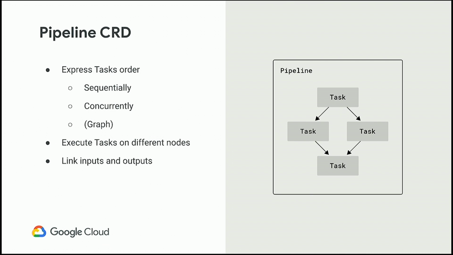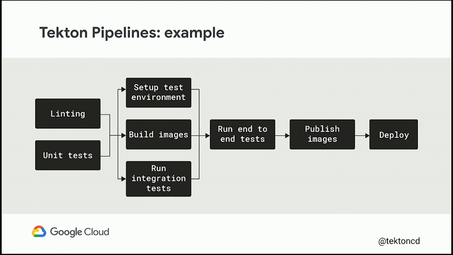Our next new type is called a pipeline. A pipeline lets you combine tasks together. And you can define the order that these tasks run in. That can be sequentially, it can be concurrently, or you can create complicated graphs. The tasks aren't guaranteed to execute on the same node, but through the pipeline, you can take the outputs from one task and pass them as inputs to the next task. Being able to define these more complex graphs will really speed up your pipelines.